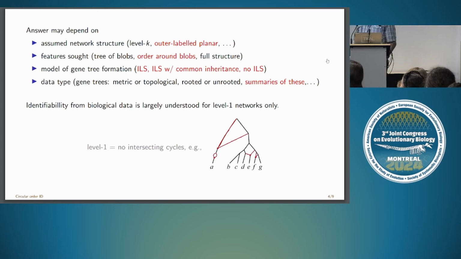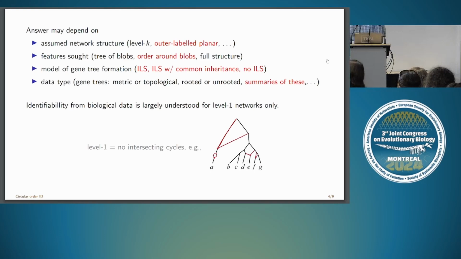Maybe the network needs to be outer labeled planar. It will depend on what you're trying to say. We saw a talk at the beginning of the first session here about how one could infer the tree of blobs of a network, even with no restriction on the structure within the blobs. If we assume other structure, maybe we can get the order in which things are joined around the blobs. Maybe we could get the full structure of the network, but that just may simply not be possible.